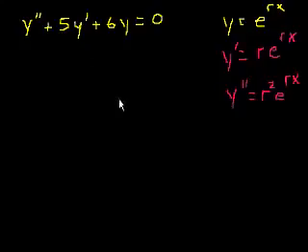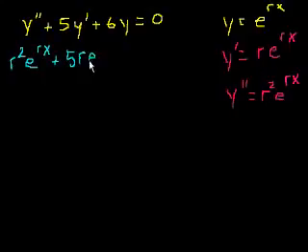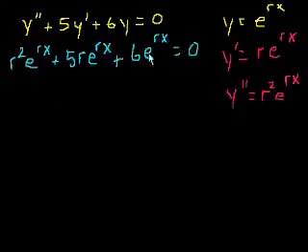And now we're ready to substitute back in. And I will switch colors. So y, the second derivative, that's r squared times e to the rx plus 5 times the first derivative. So that's 5r e to the rx plus 6 times our function. 6 times e to the rx is equal to 0.